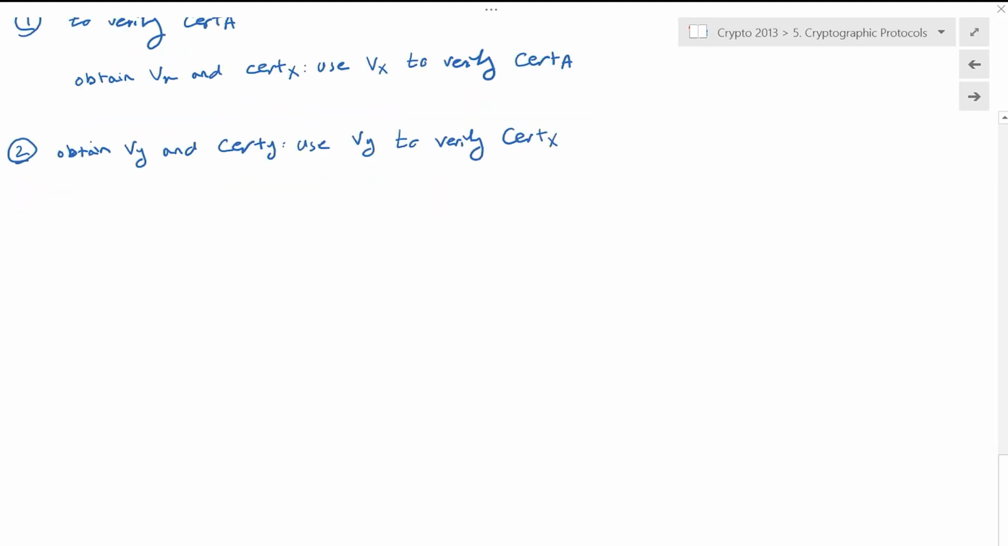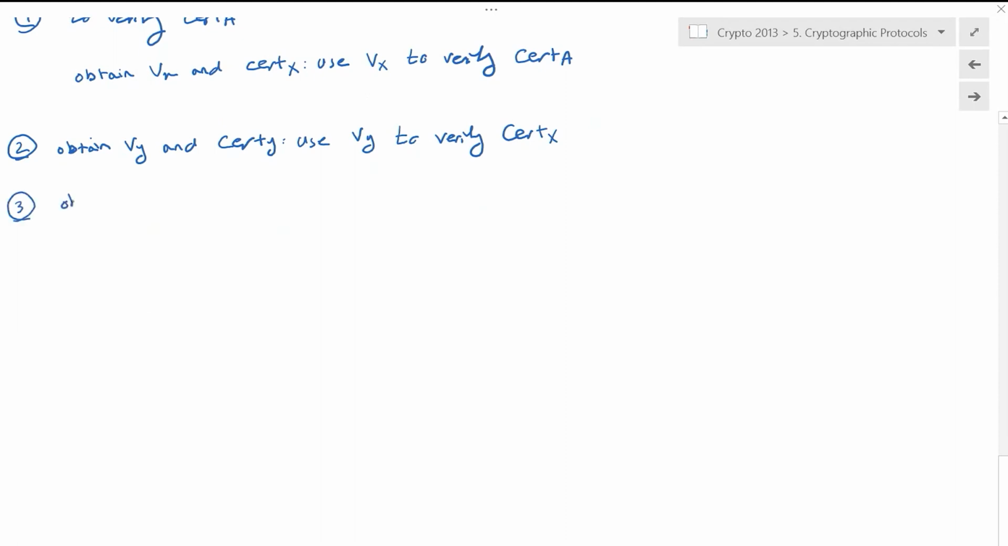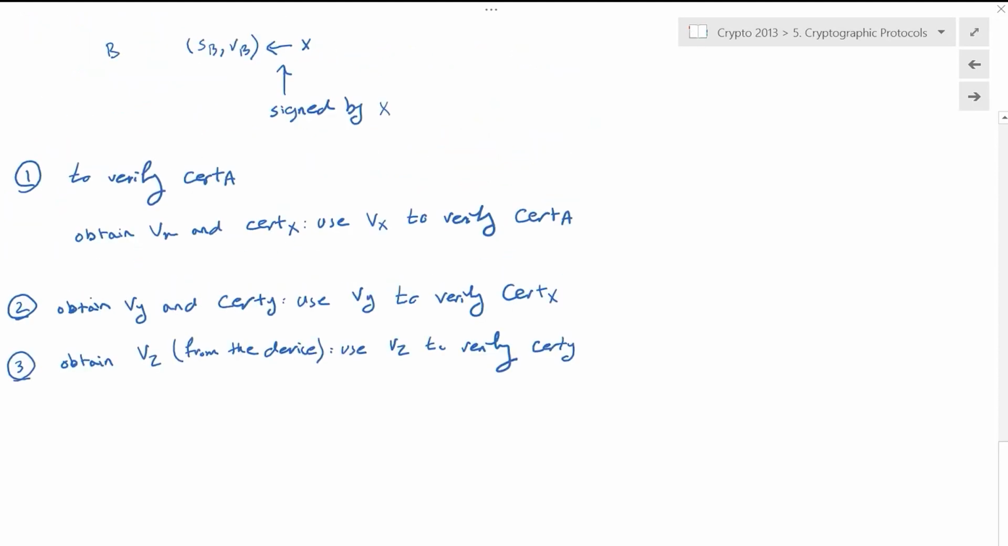the certificate of X. And 3, we are going to obtain the verification key of Z, and this is going to be from the device. This is inside your OS. Use VZ to verify the certificate of Y, right? So we have completed this chain. By these 3 loops, we are able to verify that certificate X is a valid certificate.